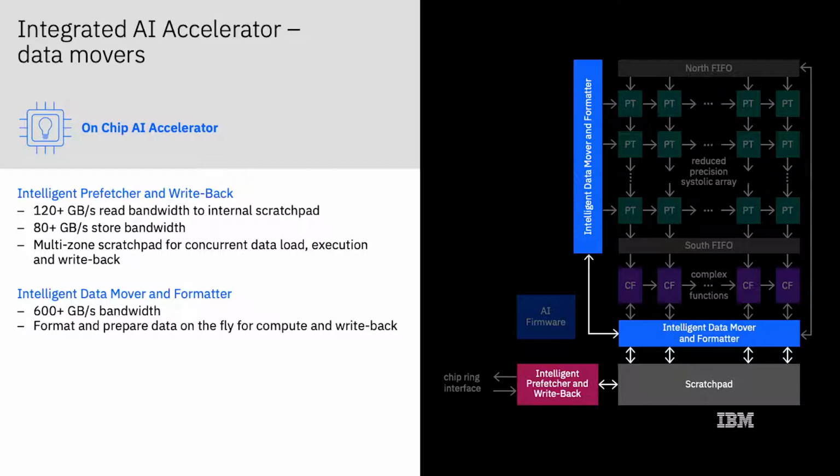Along that data path, we have data formatters that ensure that the data arrives at the compute engines in exactly the format and layout that the compute engines need. We can distribute the data with more than 600 gigabytes per second. And through all the firmware coordination between the core, all these data movers, and the compute array itself, we maximize the compute efficiency of that compute grid.